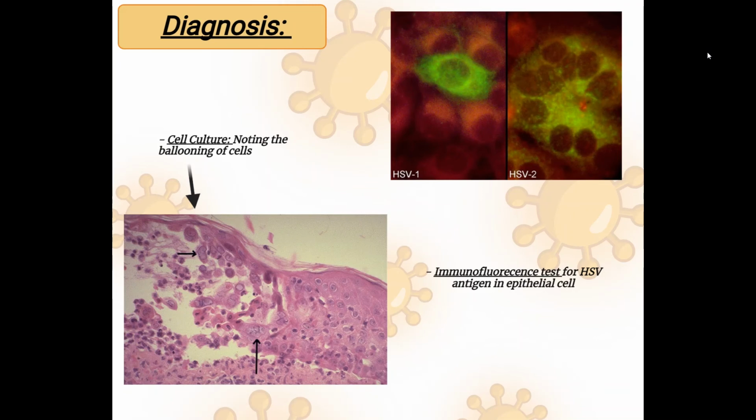As seen, there are two differentiations between the herpes simplex virus 1 and 2. This is tested for the herpes simplex virus antigen within the epithelial cell. For the herpes simplex virus 1, you can see it's at a localized region within an epithelial cell. For the herpes simplex virus 2, you see a localized region that infects multiple cells.